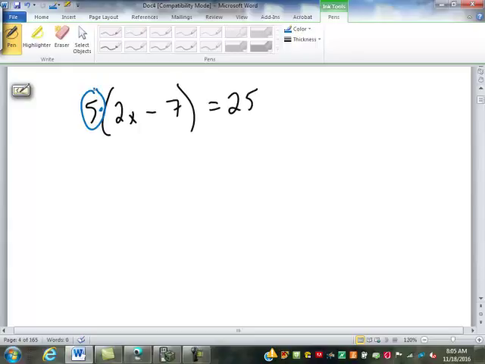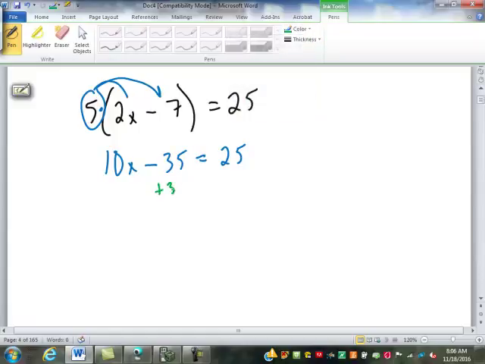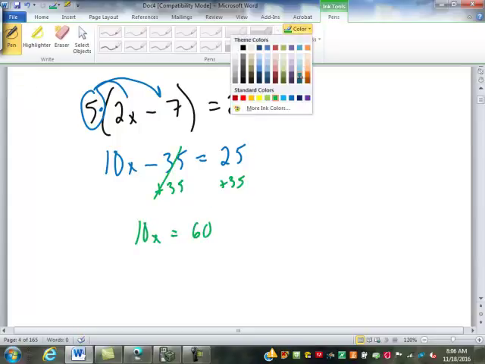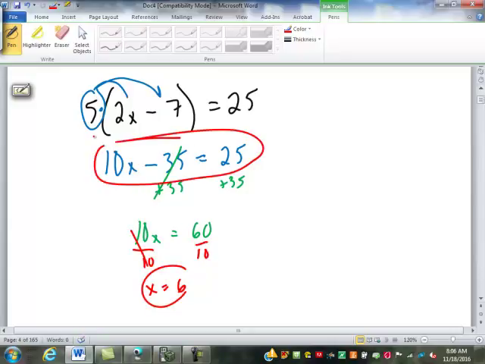So we do 5 times 2x, which is 10x. 5 times negative 7, negative 35, equals 25. Then we've got to add the 35. So 10x equals 60, and divide by 10. As you can see, the goal is to get pretty much all the equations we're working with into that form, so it's just add or subtract and then divide.